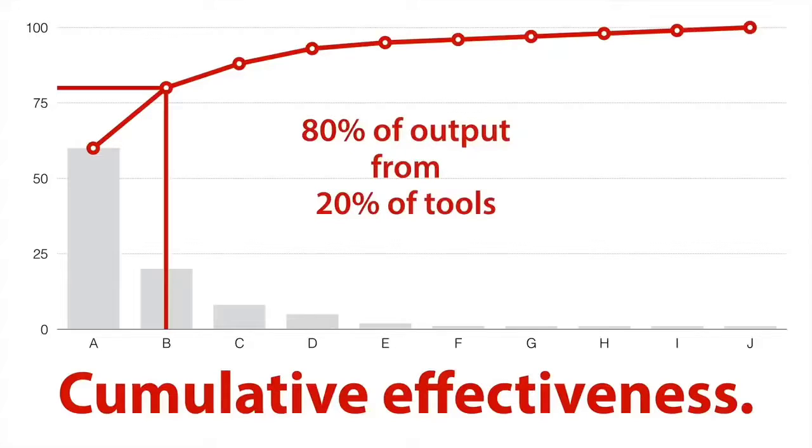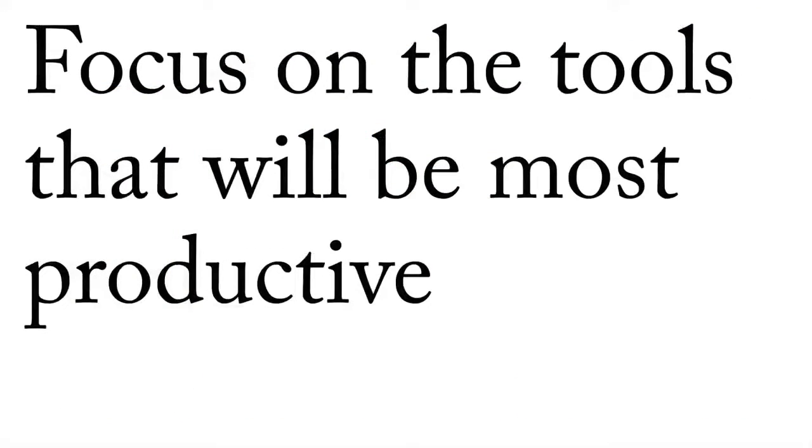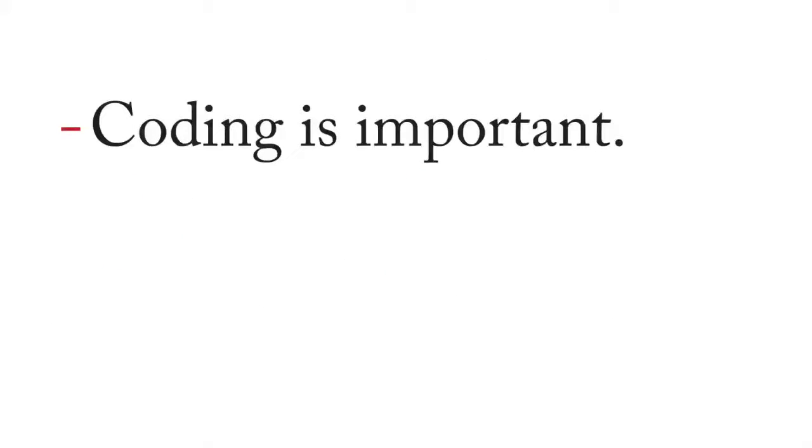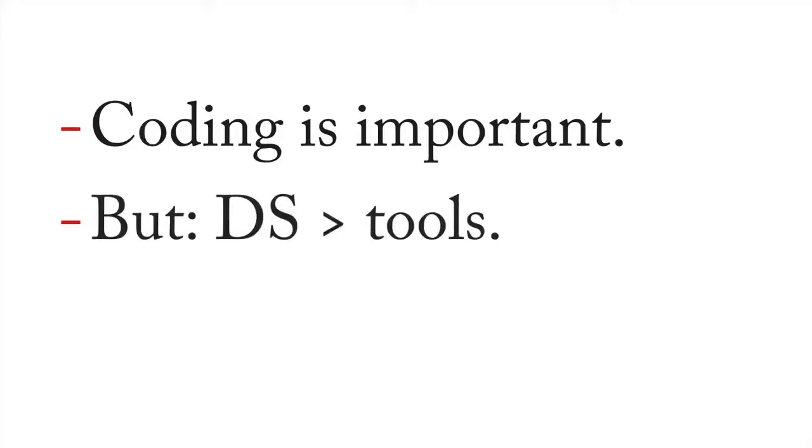That's a fictional example of the Pareto principle, but I find in real life it tends to work something approximately like that. And so you don't necessarily have to learn everything, and you don't have to learn how to do everything in everything. Instead, you want to focus on the tools that will be most productive, and specifically most productive for you. So in sum, let's say these three things. Number one, coding, or simply the ability to manipulate data with programs and computers. Coding is important, but data science is much greater than the collection of tools that's used in it.